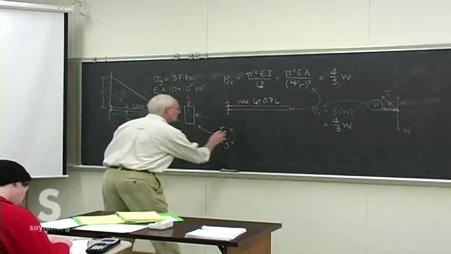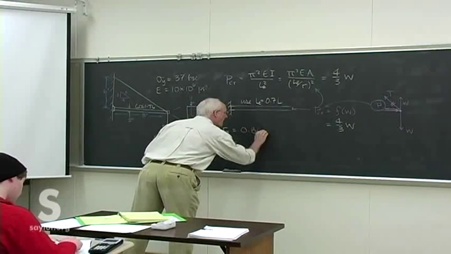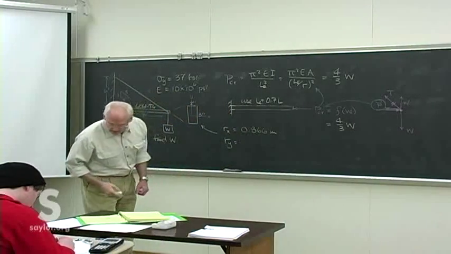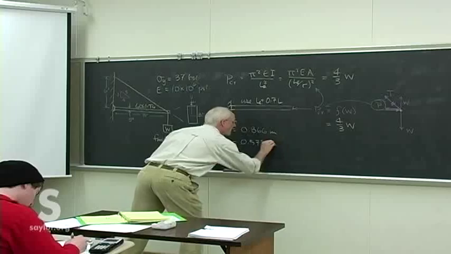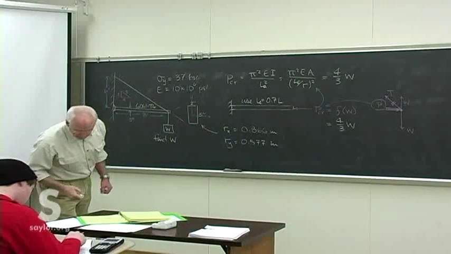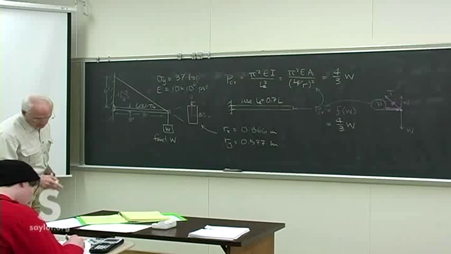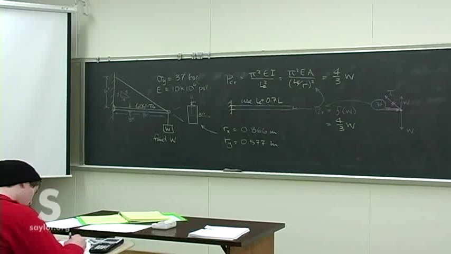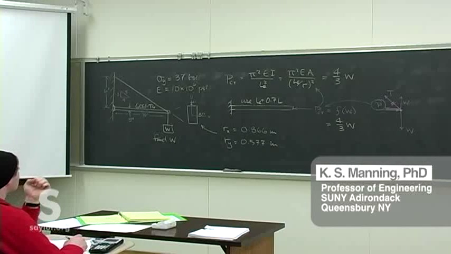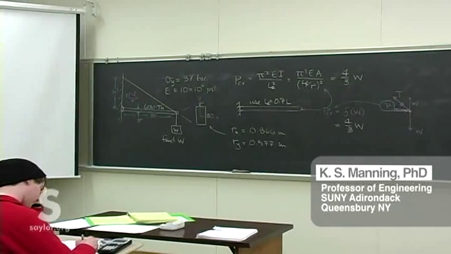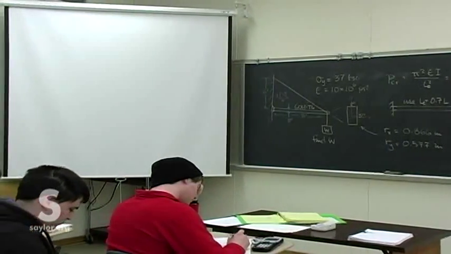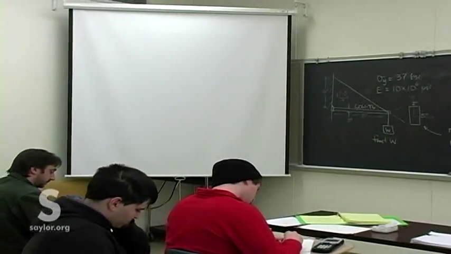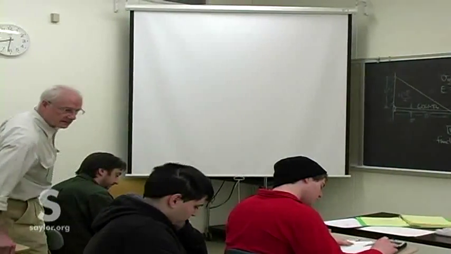Just check some numbers as we're going along. I have a radius of gyration for the two directions. Yep, that's the right directions. Parts are known. Tell me where you're stuck.